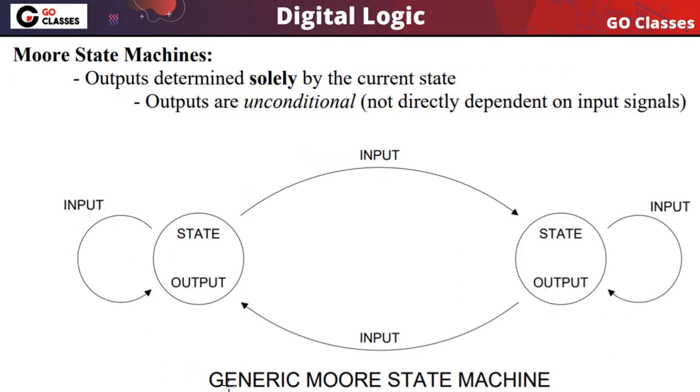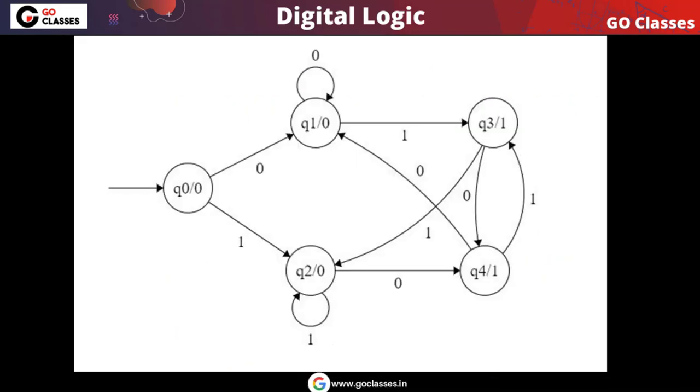Now in the Moore machine, the output depends only on the current state. So we write the output with the state. Like in this state, what is the output? Similarly, in this state, what is the output? So this is your Moore machine.